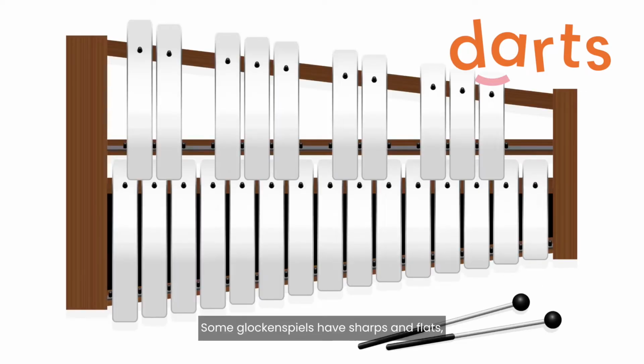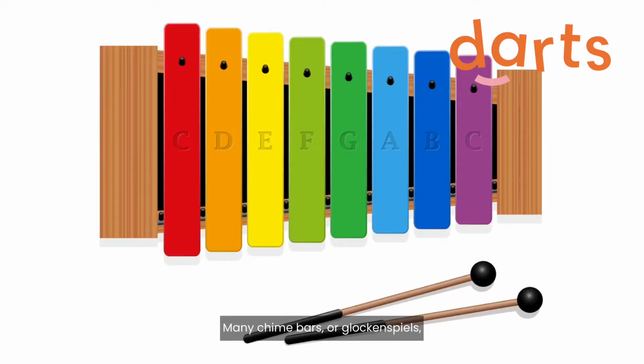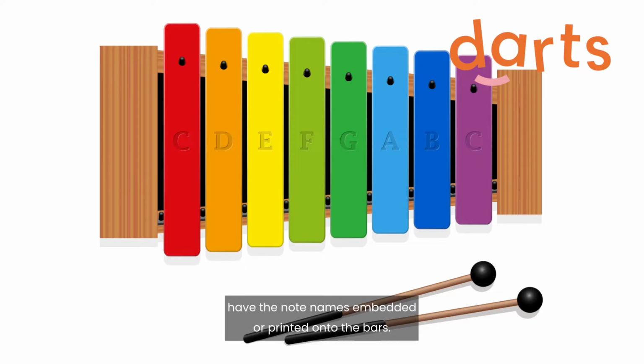Some glockenspiels have sharps and flats, like the black notes on a piano. But the A minor pentatonic scale doesn't include any of those, so it's no problem if you don't have them on your instrument. Many chime bars or glockenspiels have the note names embedded or printed onto the bars.